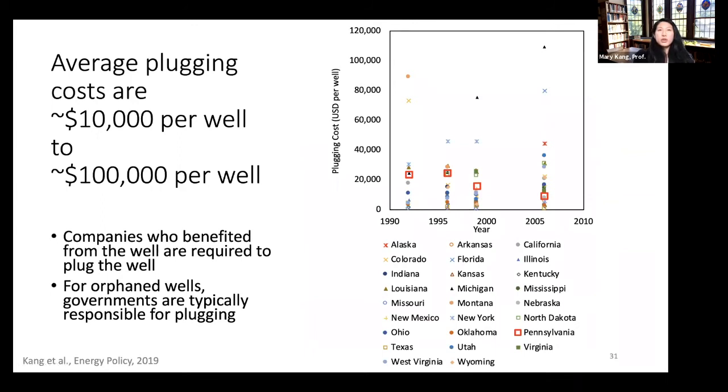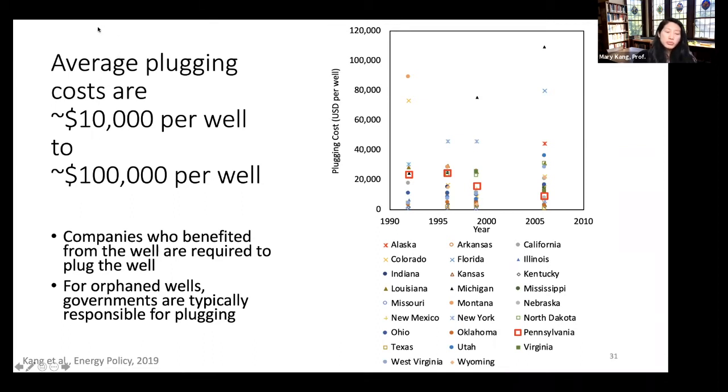So largely, as I showed before, plugging generally, even with cement, which is not the newest technology, it's kind of the same technology that's been around for decades, seems to reduce methane emissions by at least one or two orders of magnitude, which is important. But one of the biggest barriers here is cost, because plugging costs can be relatively high.